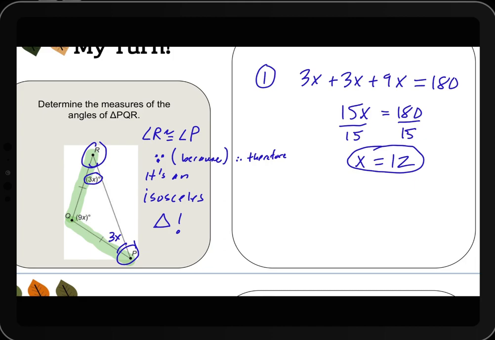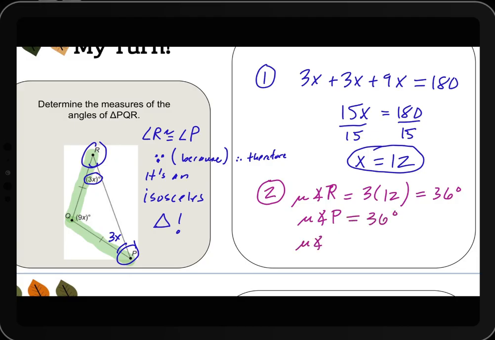And they're asking for the measure of the angles. So the first step was to find x. The second step is to find the angle measures, right? So the measure of angle R is going to equal 3 times the 12, or 36 degrees. That happens to be the same as the measure of angle P because it equals the measure of angle R. And then the measure of angle Q is 9 times 12, or 108 degrees. So now we have all the angle values of the isosceles triangle after finding the value of x.